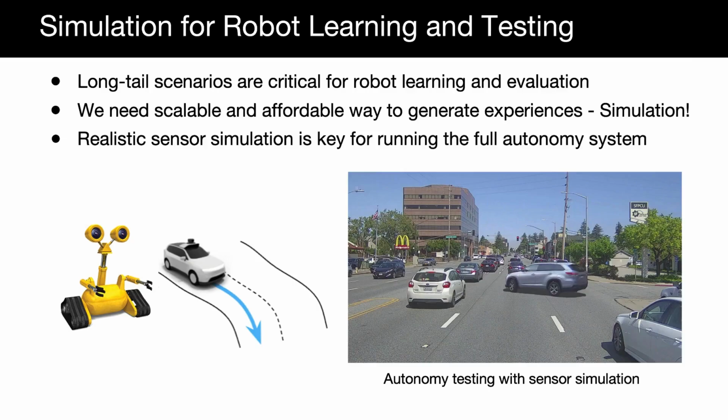Robots, such as self-driving vehicles, learn to handle safety-critical and long-tail scenarios through experience. In addition to learning, we also need to verify that the robot can handle these situations safely. Simulation provides a way to generate a diverse set of experiences efficiently for robot learning and testing. To run the full autonomy system, we require realistic sensor simulation for these scenarios.